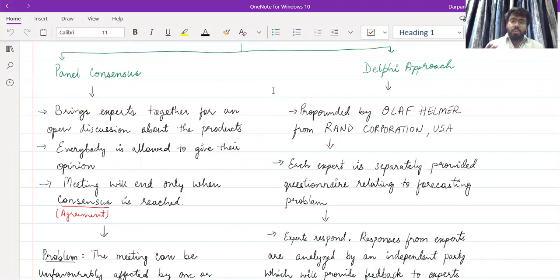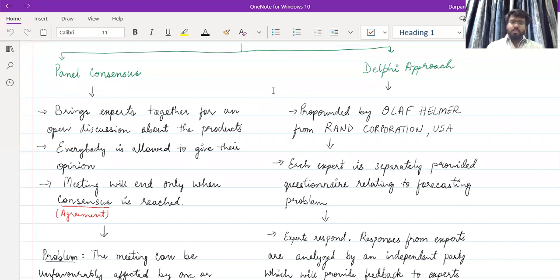Then there's an approach called Delphi approach. This was propounded by Olaf Helmer, who's from Rand Corporation, USA. So what is this method? This method is, you're not calling every expert to a particular conference room, but you're sending them questionnaires separately. Now, if you're sending questionnaires separately, what is happening? They are not affected by other individuals' perceptions, right? They're not affected by what other people think. They're thinking individually first and giving you answers, right?